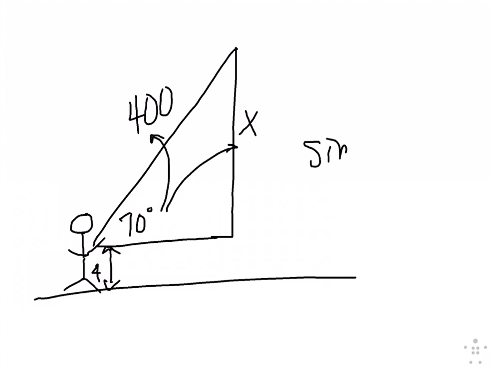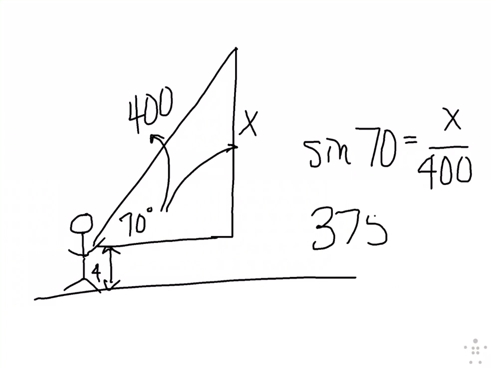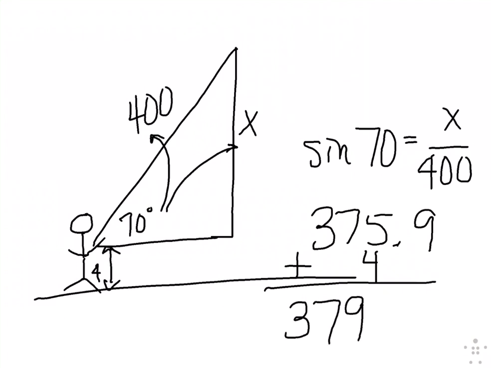Good. So the sine of 70 equals x over 400. Are you going to multiply or divide in this situation? Multiply. And when I do that, taking 400 times the sine of 70, I end up with 375.9. However, I also have to add in the 4 feet that you are above the ground. And I get approximately 379.9 feet. Or if you were to tell me 380 feet, I would give that to you.